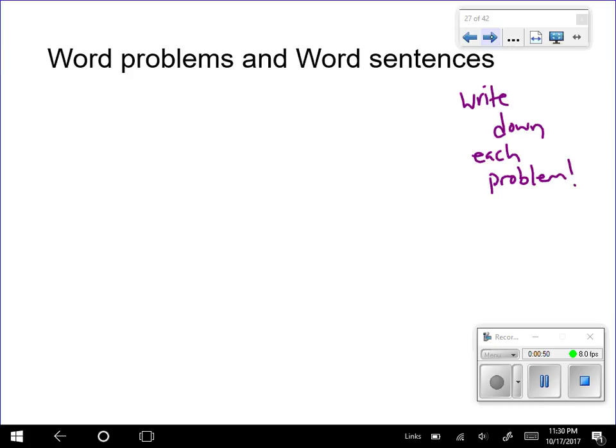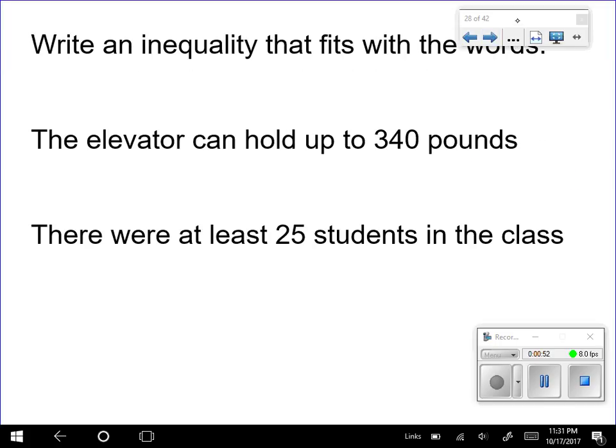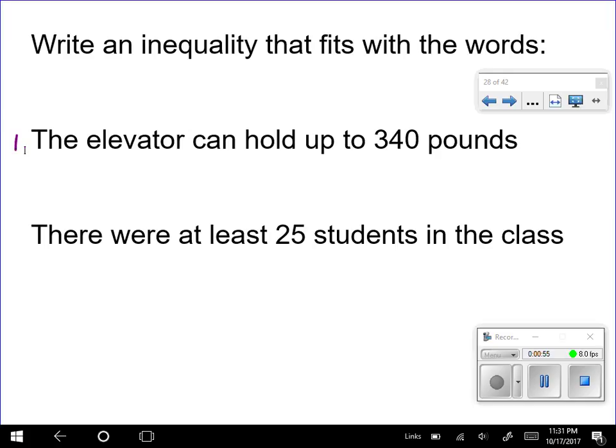Okay, so let's start with a few examples. I want you to write down number 1 and number 2 here. The elevator can hold up to 340 pounds. So we want to write an inequality that fits with the words. We want to represent any number that the elevator can hold as a variable, so x or a, whatever you want it to be. The elevator can hold this amount, and it says it can hold up to.